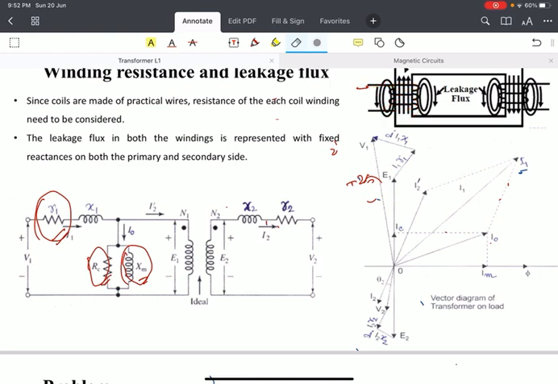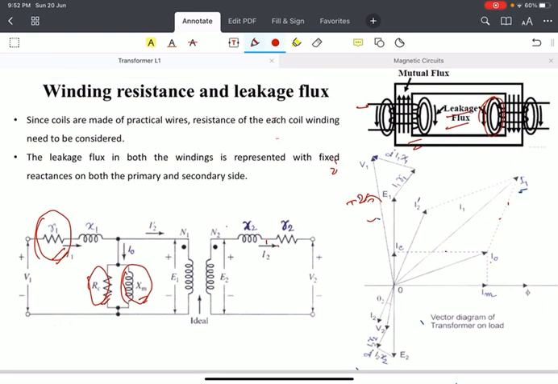There will be some flux in the air across the winding. So this flux is known as leakage flux. This leakage flux will exist in both the windings, primary and the secondary. Therefore, there will be a leakage flux component in the primary, that is X1, and a leakage flux component in the secondary in terms of impedance, that is X2.